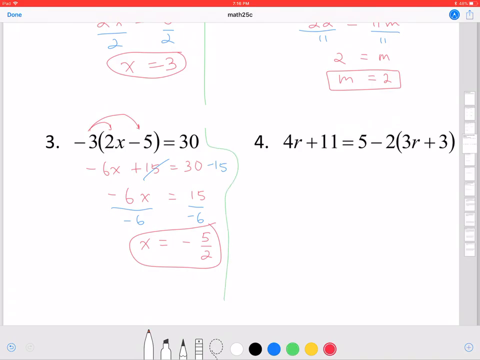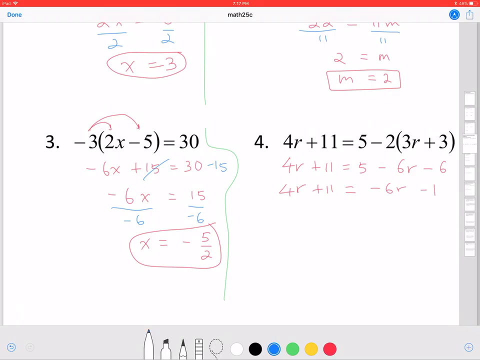And the last problem. This one has more happening, as you can see, so let's clean this up. I have 4r plus 11 is equal to 5 minus 6r, because I'm doing -2 times 3, which is -6. Before I start moving terms across, I'm going to clean up my right side, which will give me -6r minus 1, since 5 minus 6 is -1.